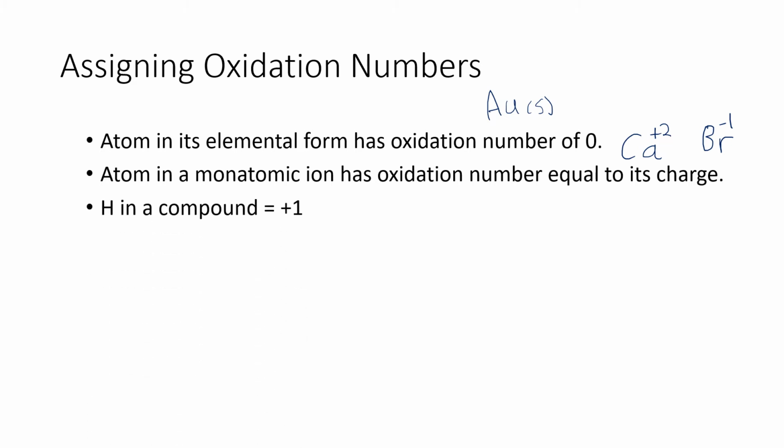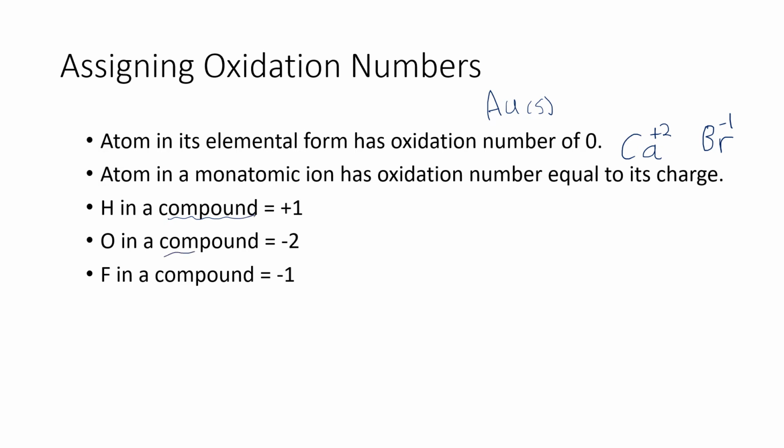When hydrogen is involved in a compound, its oxidation number will be +1. When oxygen is involved in a compound, its oxidation number will be -2. When fluorine is in a compound, its oxidation number will be -1. Now it's real key to remember on these three elements that it's when they're in a compound.